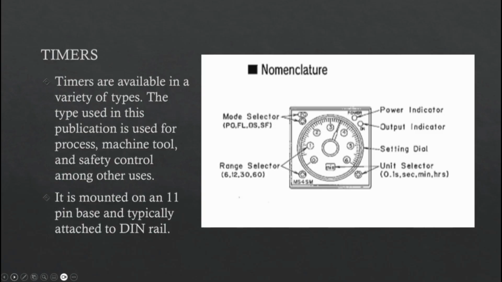The product that we use on our trainers is an MS4SM, which I believe is a Fuji brand, and we purchase those from Automation Direct. If you get on their site, you'll see a wide variety of different types of timers. We use these because we believe they are a great entry-level version of a timing device, easy to learn on.